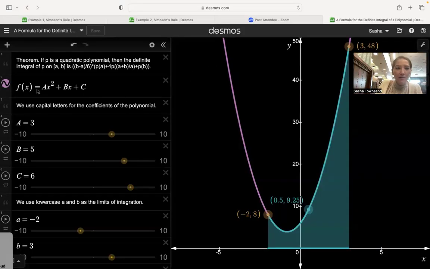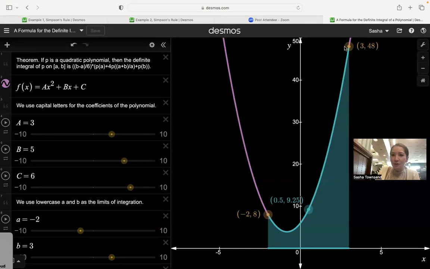So here's our polynomial, ax squared plus bx plus c, with our coefficients a equals 3, b equals 5, and c equals 6. Just a quadratic polynomial. It's just a parabola when you graph it. Nothing fancy. If we're on the interval from -2 to 3, a is -2, b is 3, and the point halfway in between is 0.5. We can see the function values here: P at a is 8, P at b is 48, and that middle function value is 9.25.